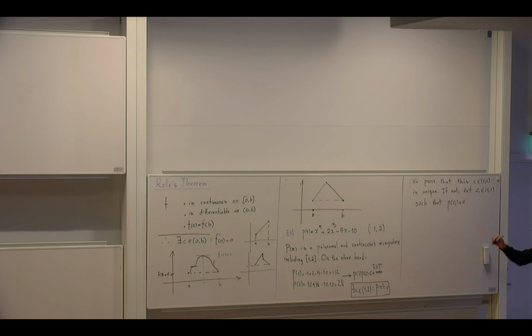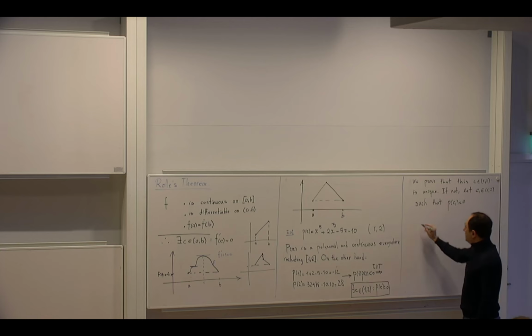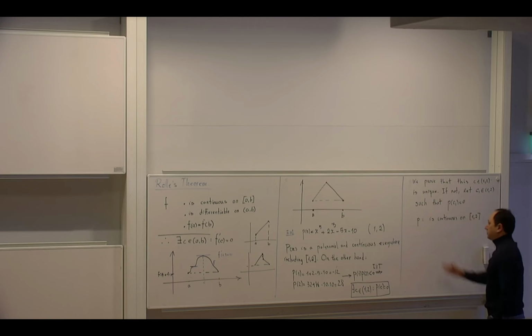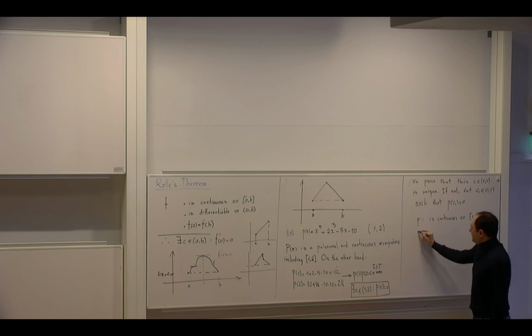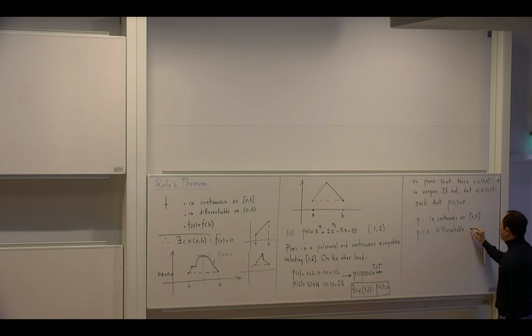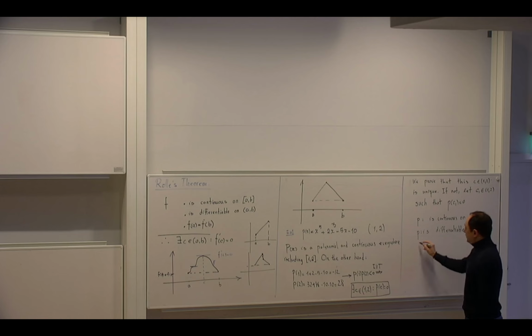So if you don't believe that this is the only one, it means you believe there is another one. This another one means C and C1 are different. But now you see P is continuous on 1 and 2, because polynomials are continuous everywhere. P is differentiable everywhere, of course, even on the open interval 1 and 2. One more thing, we know P of C is equal to P of C1 because both of them are 0.